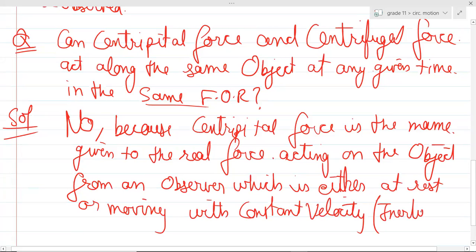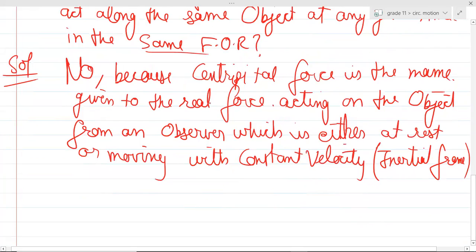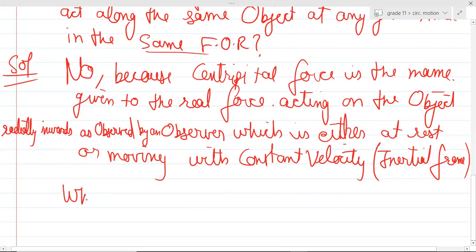So can you see, guys, centripetal force is basically the name given to the real force acting on the object. In which direction? Radially inward, right? Radially inward, as observed by an observer which is either at rest or moving constantly. Basically an inertial frame.